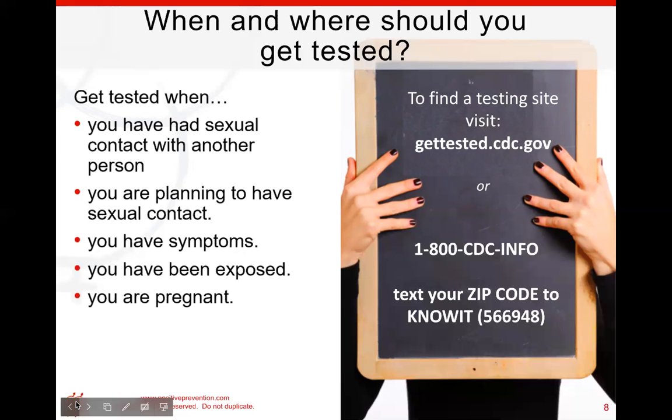Okay. Lastly, one thing I wanted to mention: you can find a testing site on the right-hand side here at gettested.cdc.gov, or you can call 1-800-CDC-INFO, or you can text your zip code to 566-948, and it can give you a site where you can get tested.